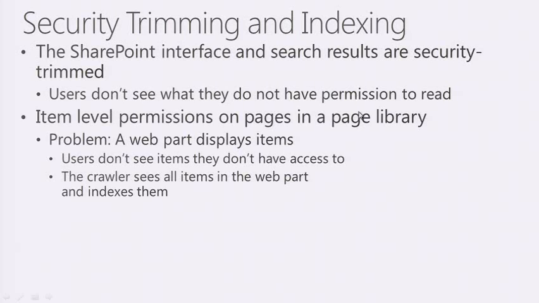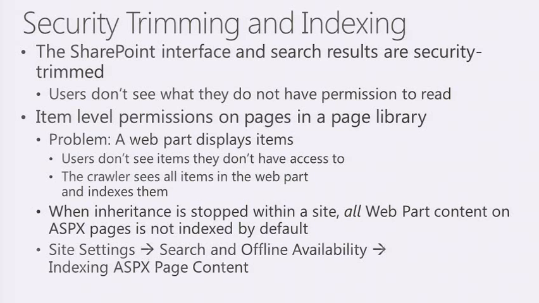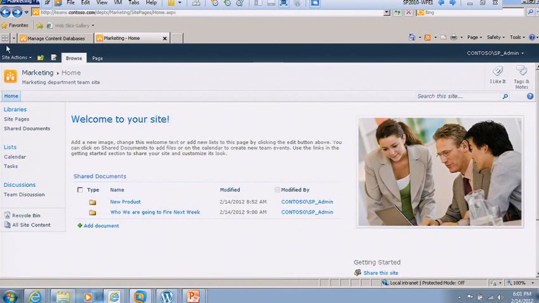So what we're talking about here is described on the slide. And that is, you can go back in and cause Indexer to include ASPX content as long as you're confident that you're not leaking information potentially. So you can reverse this behavior by going into site settings and turning on indexing. Let me show you where that is.